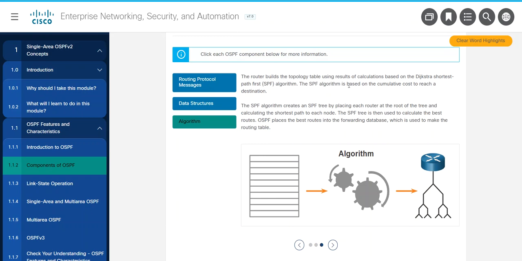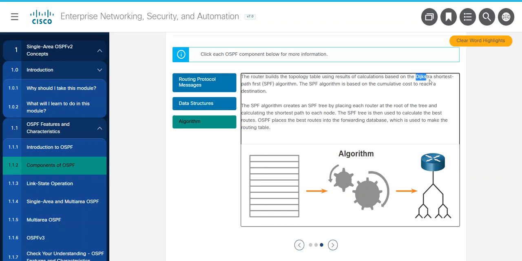The router uses the Dijkstra algorithm to calculate each path. So it uses the Dijkstra algorithm that is mentioned right here. This algorithm creates a whole tree by placing each router at the root of the tree and then calculating the shortest path to get to all the other devices. And then from there, that's how they choose the best route.